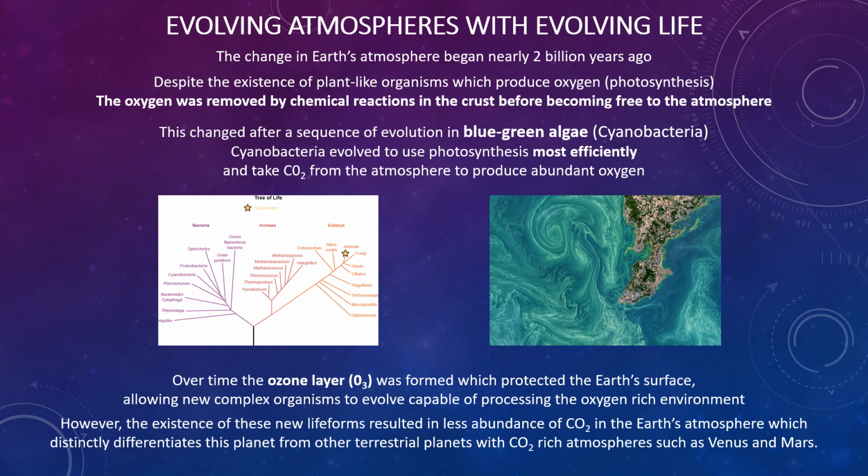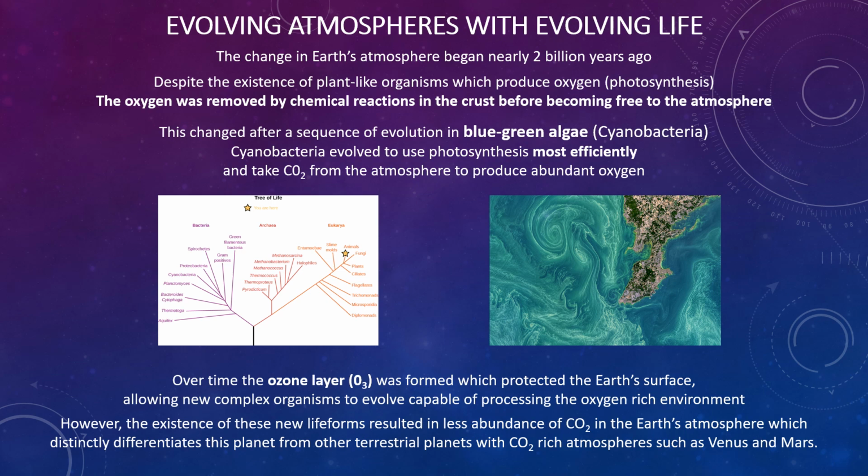Cyanobacteria evolved to use photosynthesis more efficiently, and they would take carbon dioxide from the atmosphere to produce oxygen, and this led to abundant amounts of oxygen in our atmosphere. And over time, the ozone layer was formed from molecular oxygen and protects the Earth's surface and helped allow for new complex forms of life to evolve on our oxygen-rich surface.